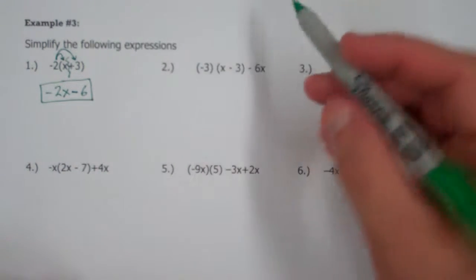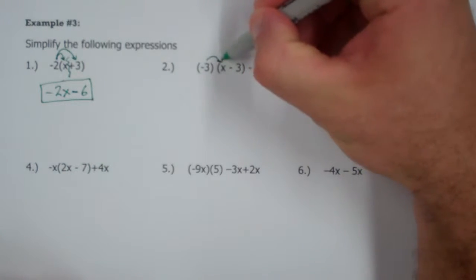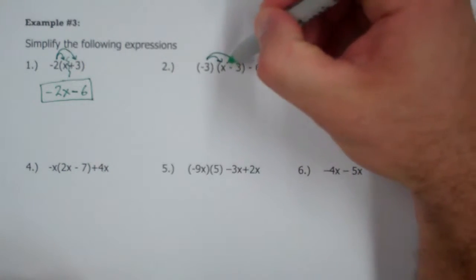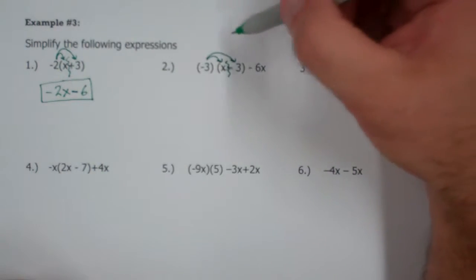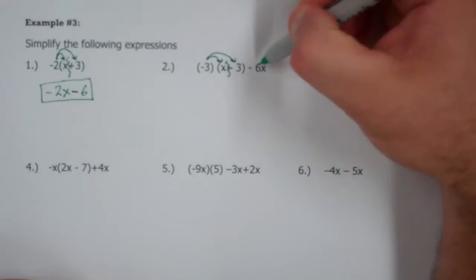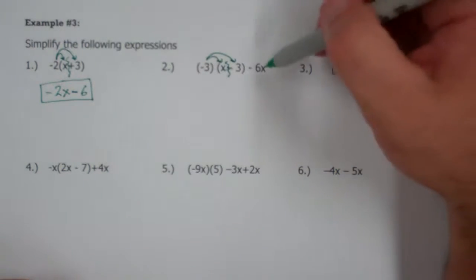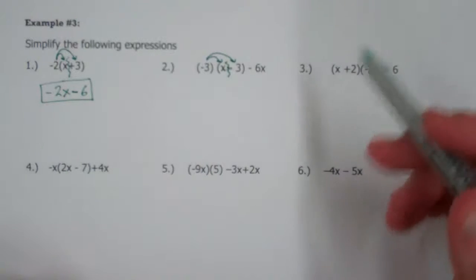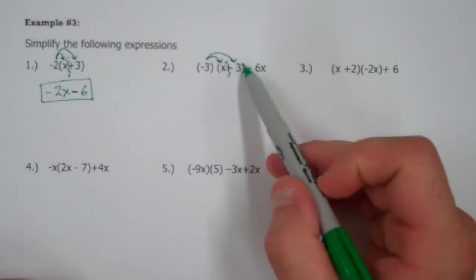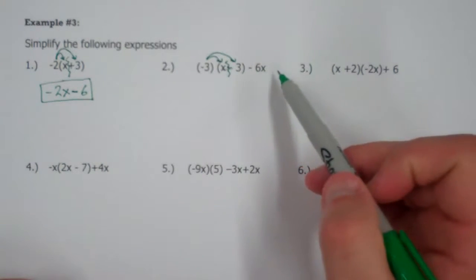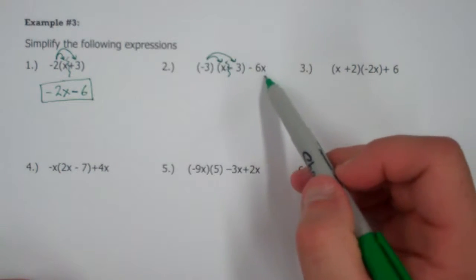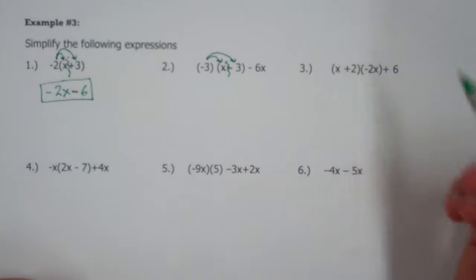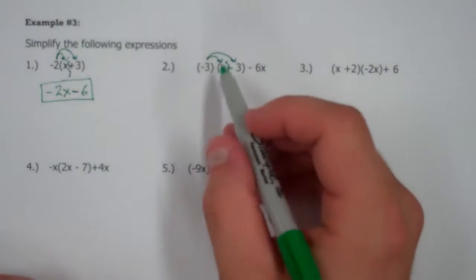In number 2, we need to use the distributive property first. You'll notice that there are two terms here on the inside. There's an x and a negative 3. And then we'll subtract 6x later. The negative 3 does not need to be distributed to the negative 6x because it's not in parentheses. Whoever wrote this expression, if they wanted you to distribute the negative 3 all the way across to the negative 6x, they just have to take this parenthesis and move it out over here. But that's not the case, so we're not going to do that.